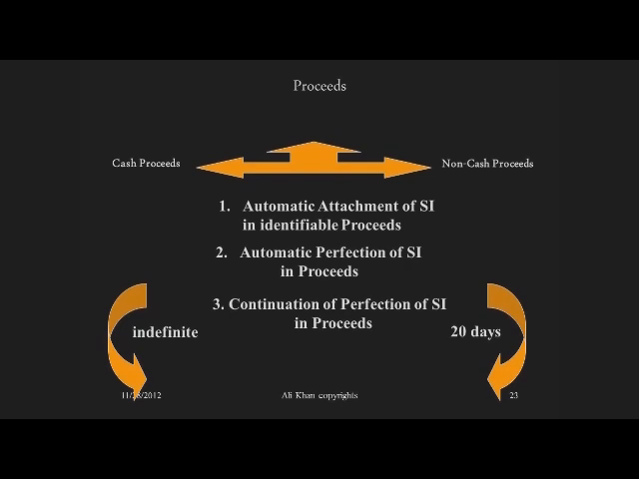Number two, even perfection is going to be automatic if the security interest in the original collateral was perfected. If the security interest in the original collateral was not perfected, of course there's going to be no perfection in proceeds. But if the security interest in the original collateral was perfected, then the perfection of the security interest in proceeds is automatic. So you get two automatic benefits. You have automatic attachment in the proceeds, and you have automatic perfection in the proceeds.